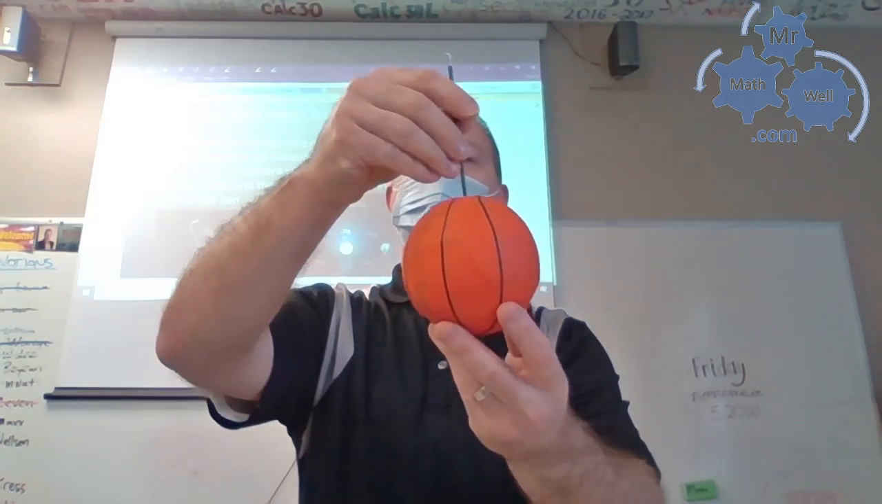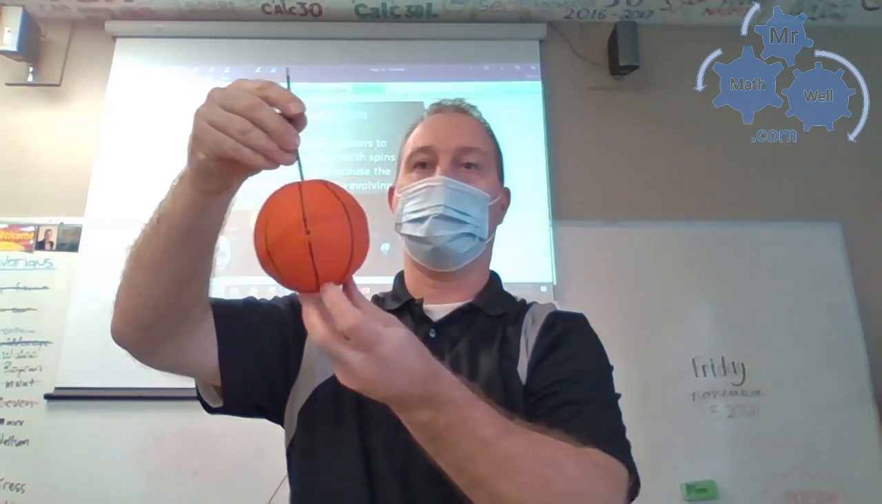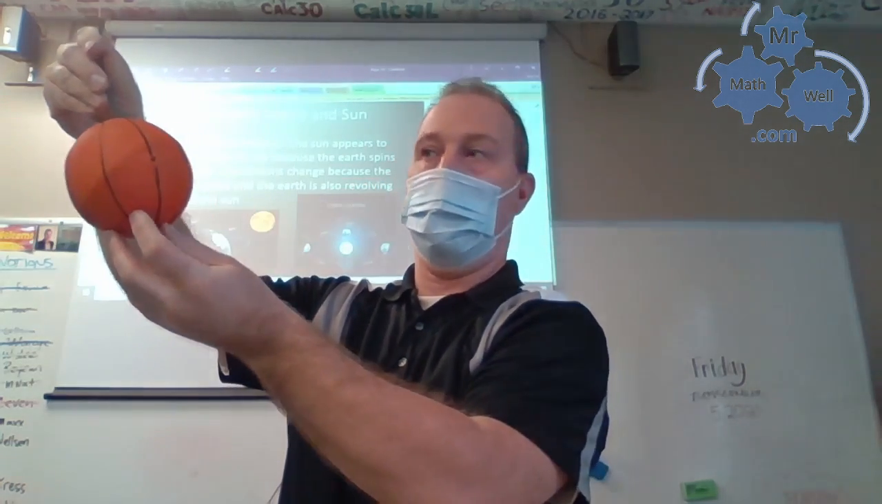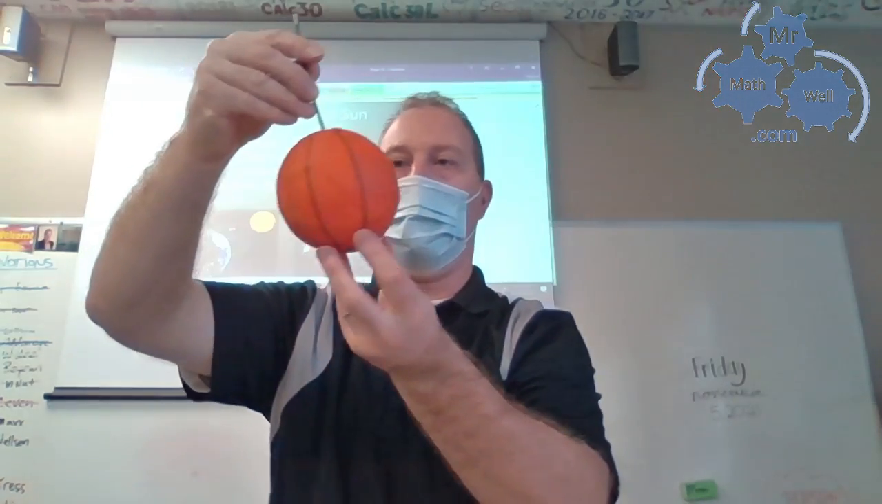Now revolving is when the Earth is going around the sun throughout the year. So it revolves around the sun. The Earth is going like this as well as spinning. Doesn't the sun move a little bit?